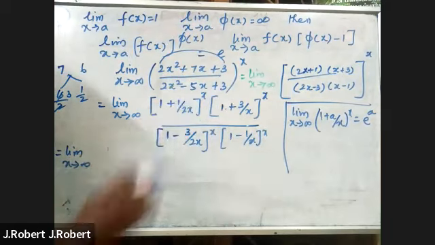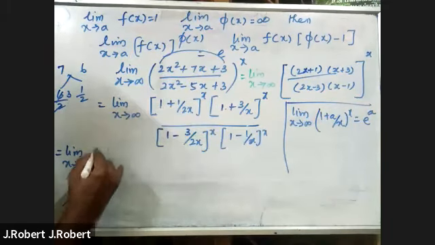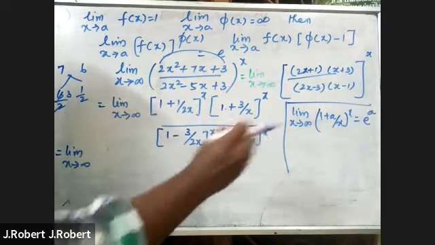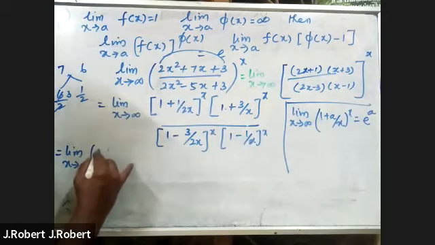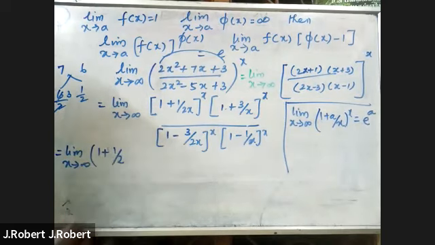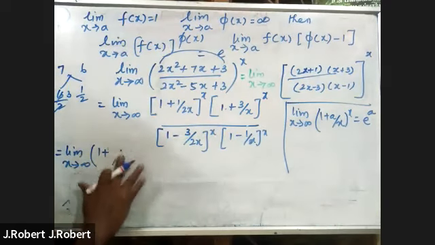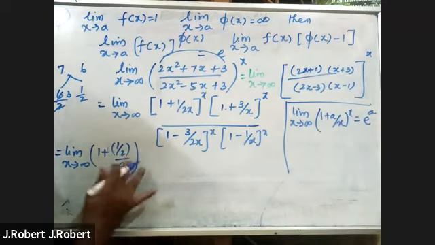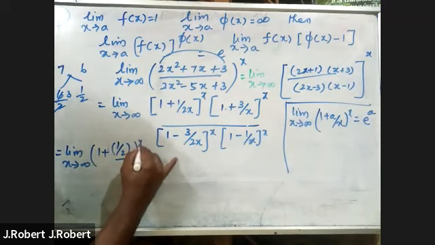Everything is the same. First, let us split this using the algebra of limits. I am splitting all the limits separately. Limit x tends to infinity 1 plus, I can write this as 1 by 2 into x. That is the a by x I mentioned. So this becomes 1 by 2 by x. You can write it like this also, 1 by 2 by x whole power x.